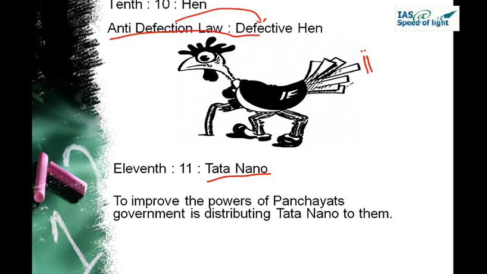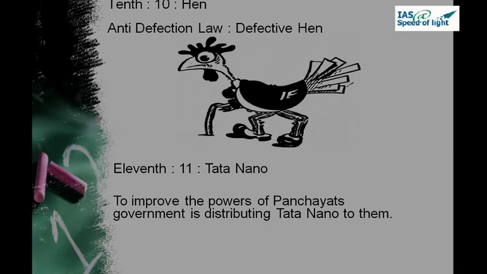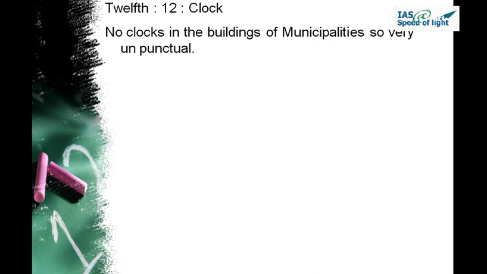So Tata Nano, that is Tata is TT, that is 11, Tata Nano, we are linking it with the powers of Gram Panchayat. Gram Panchayat, government is distributing them Tata Nano. Let's come to the next schedule, and that is 12. Okay, 12 is clock for us.